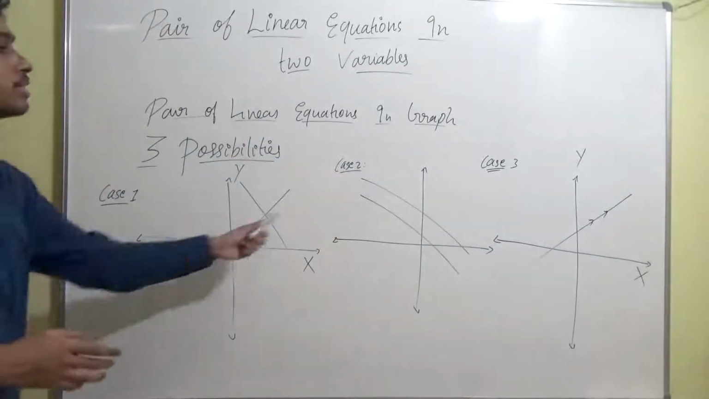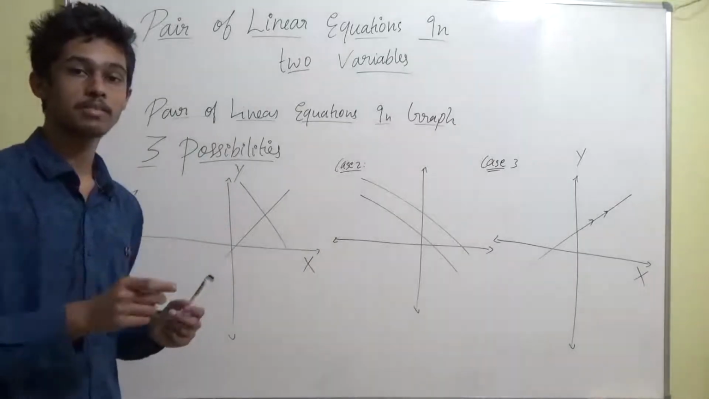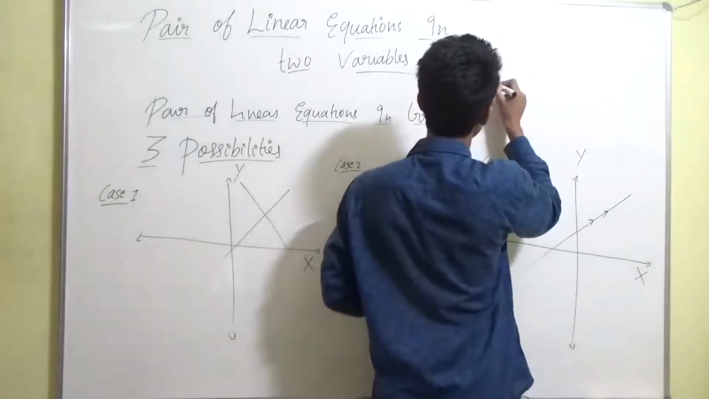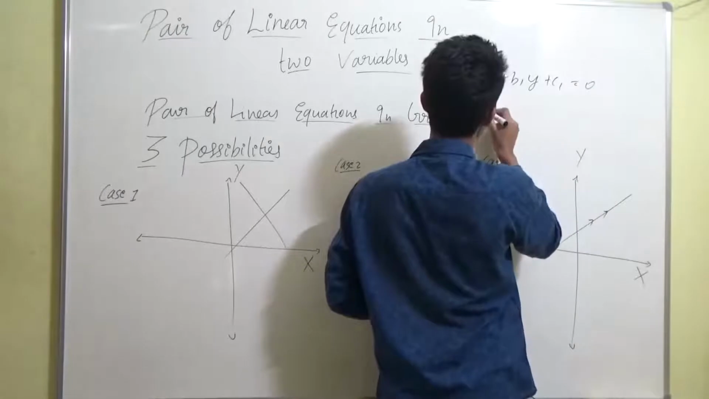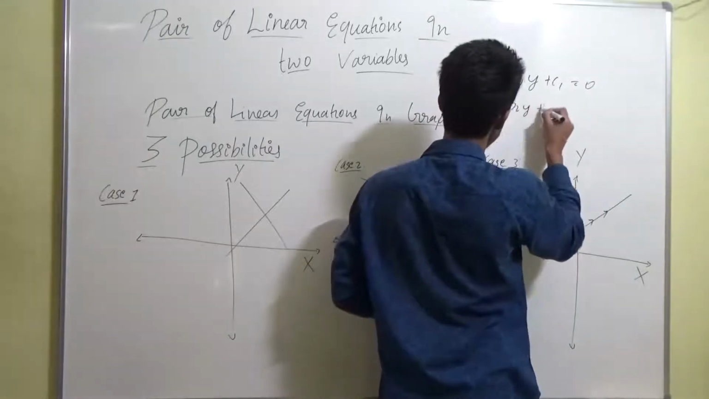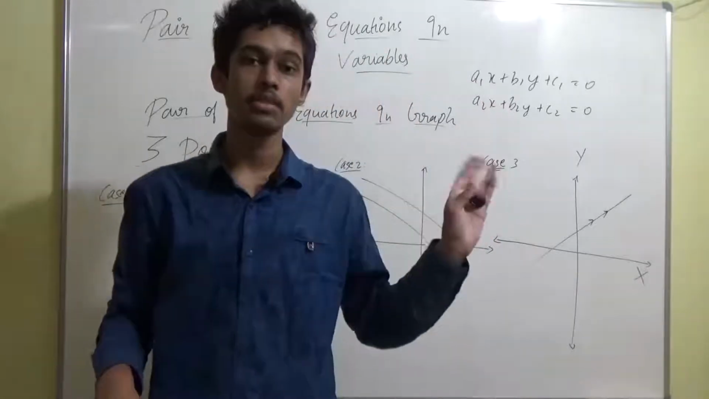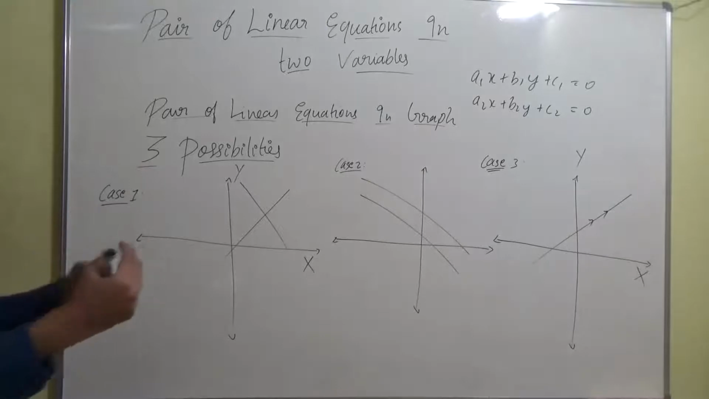And when are we going to get these three cases? It depends upon the values of a1, b1 and c1, as we saw earlier: a1x plus b1y plus c1 equal to 0, and a2x plus b2y plus c2 equal to 0. It depends upon the values of a1, a2, b1, b2 and c1, c2, guys. Depending upon those values, you will get different types of graphs and different types of solutions.